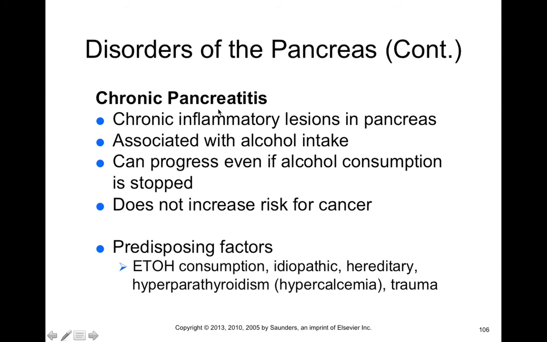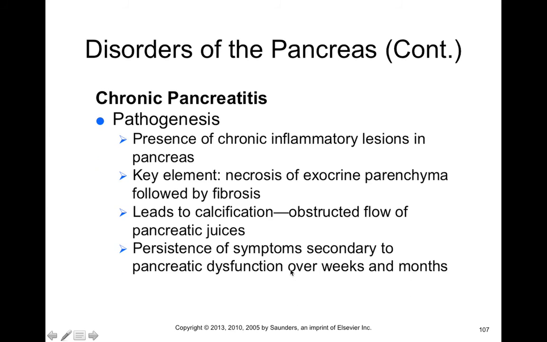Now, with chronic pancreatitis, what we find here is chronic inflammatory lesions in the pancreas that are often associated with alcohol intake, and it can progress even if alcohol consumption is stopped. Like if someone has a long history of alcohol abuse, that can progress to pancreatitis later on in their life. This often doesn't increase the risk for cancer, but it seems to be associated with things like excessive ethanol consumption, hereditary hyperparathyroidism, or even trauma, sometimes idiopathic disorders as well.